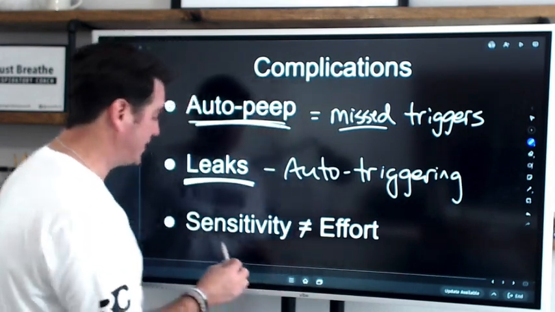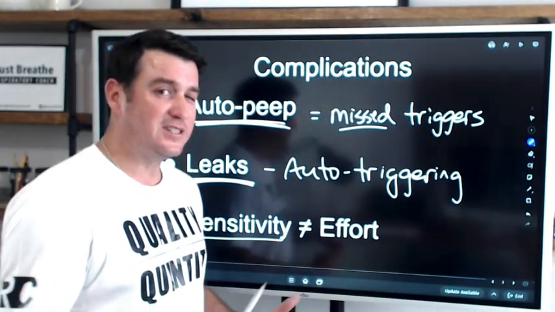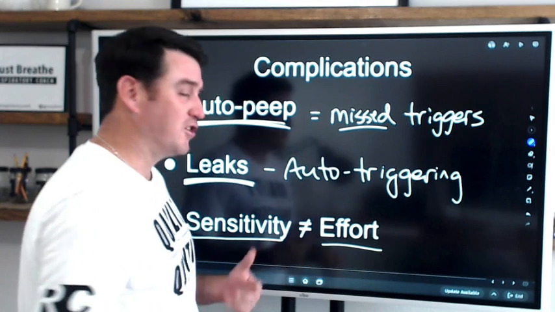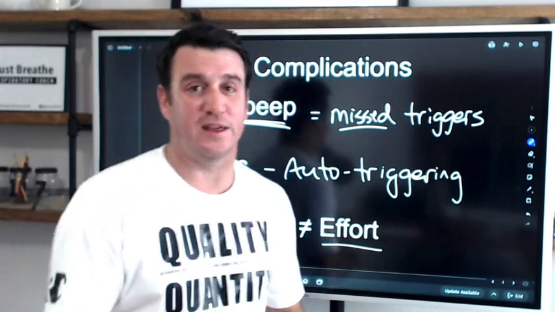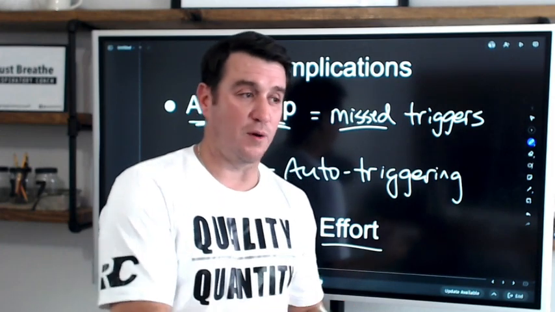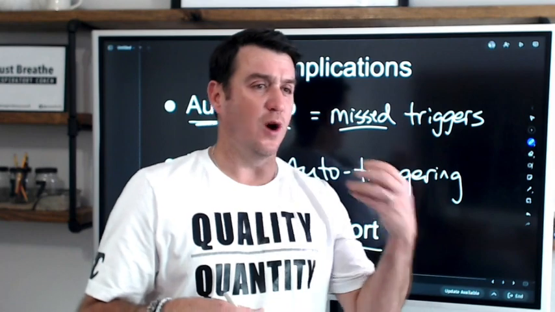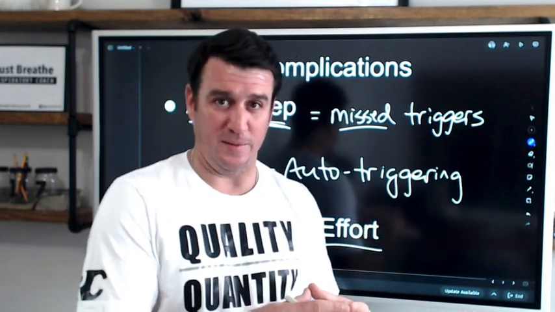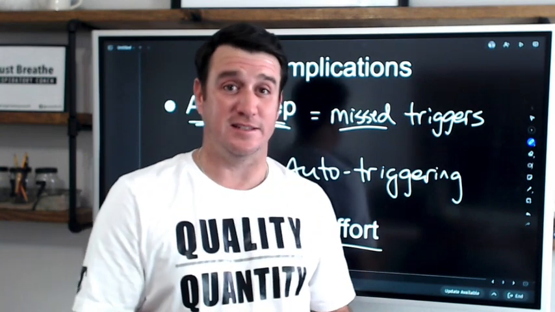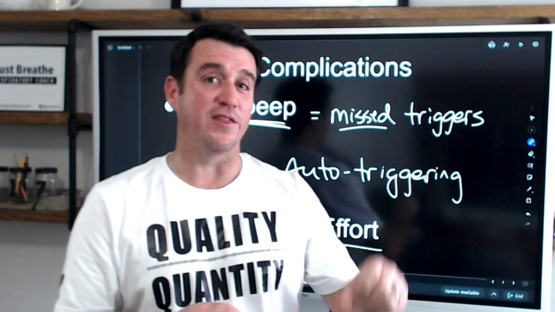And then the last thing I want to say is understanding that changing your sensitivity does not change your effort from your patients unless you're making it easier for them to trigger a breath. So for example, you have a patient who's trying to take that breath and you notice missed triggers. And you say, I'm going to make this easier for them. Then in that situation, yes, sensitivity is going to help that patient generate a breath easier.